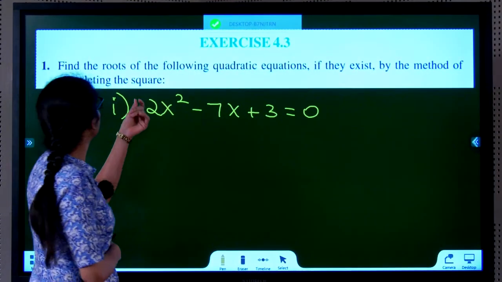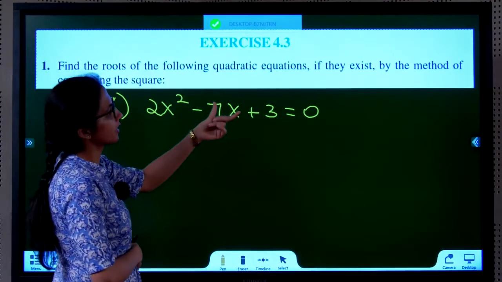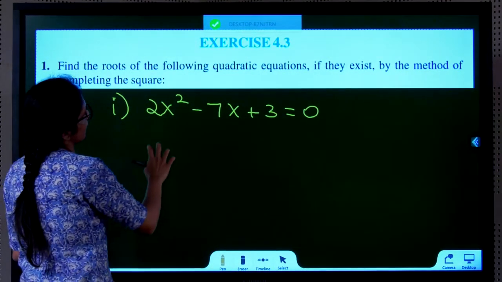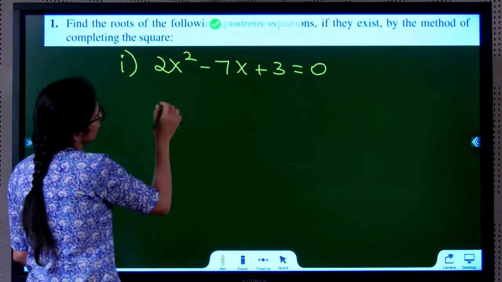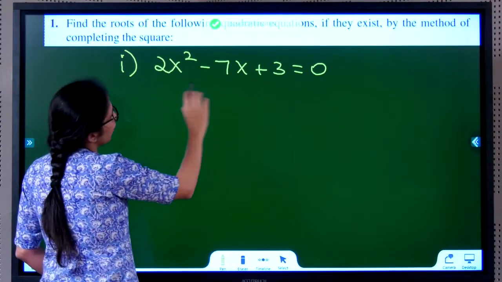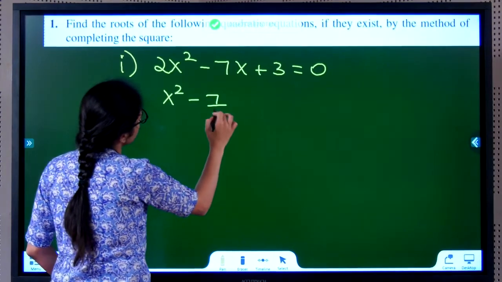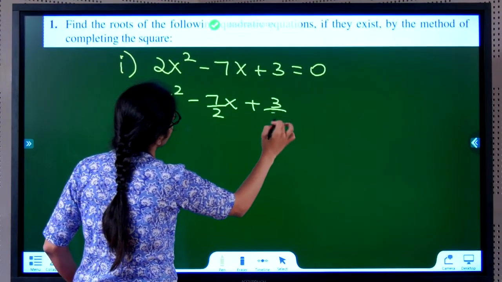Exercise 4.3. Find the roots of the following quadratic equation, if they exist, by the method of completing the square. So we have the equation here. What's the first step? Divide all of them by 2 so that the coefficient of x square becomes 1. So x square minus 7 by 2x plus 3 by 2 is 0.